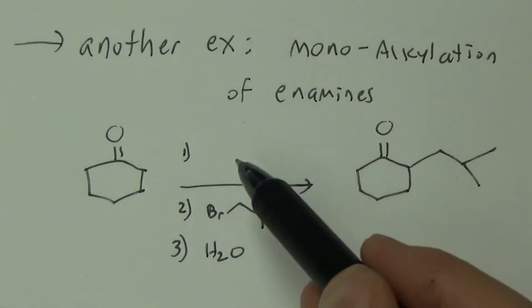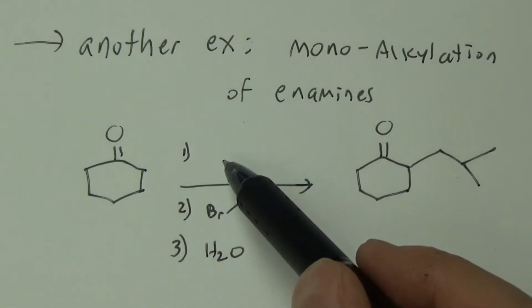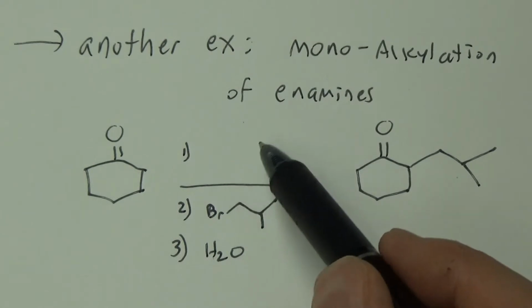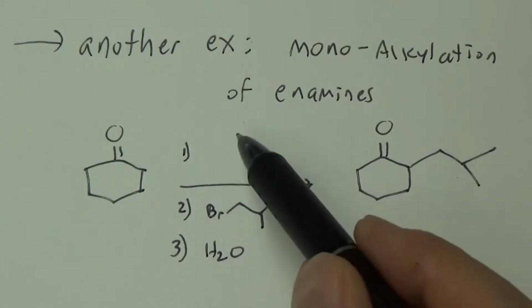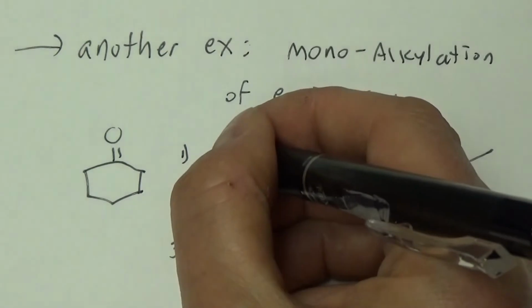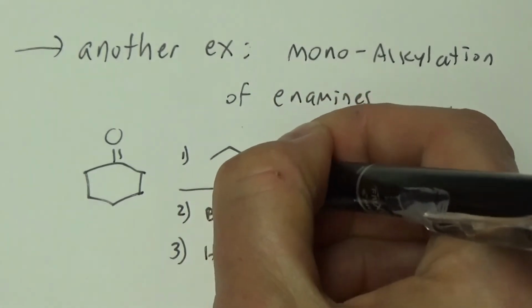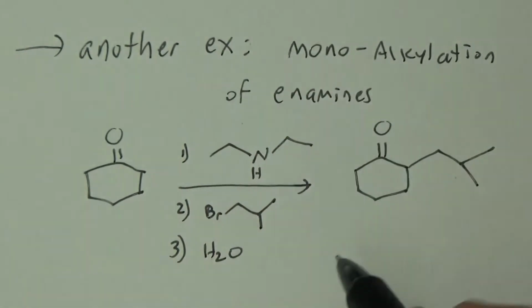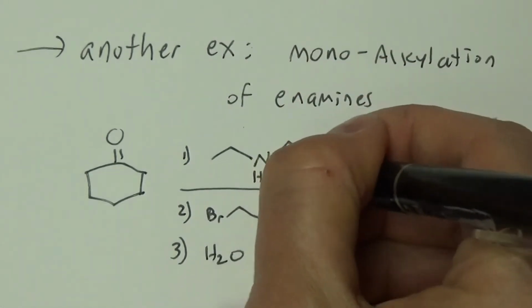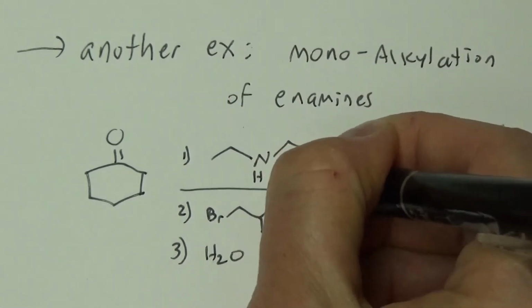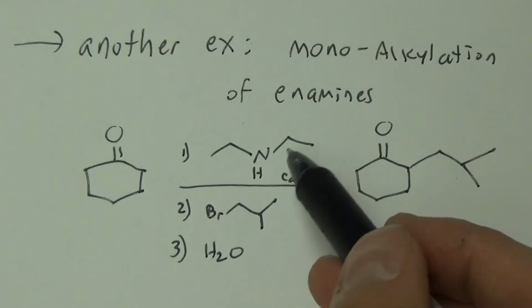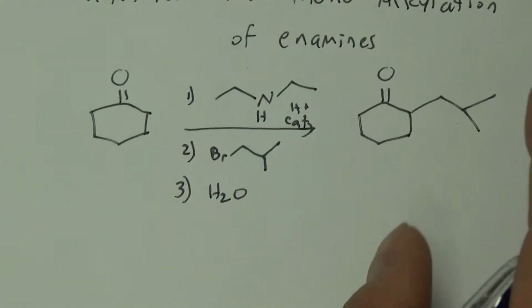Okay. Now for fun, what enamine did we make last time? It was that one with the 5-member ring nitrogen. But we don't have to use that. We can use any secondary amine, and then a little bit of acid catalyst, H plus. This is diethylamine. Well, it makes enamines too, right? All right.